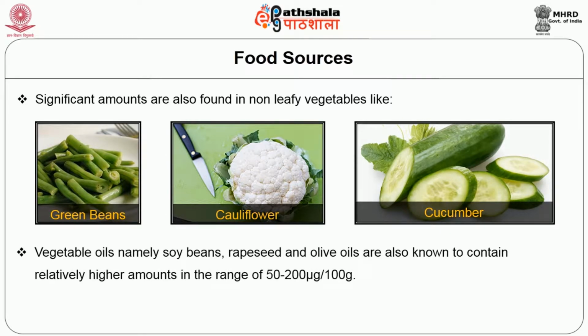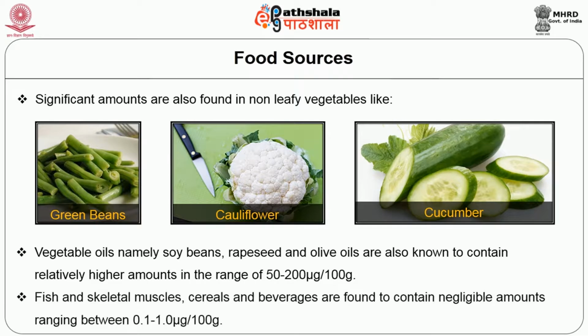Vegetable oils, namely soybean, rapeseed and olive oils, are also known to contain relatively higher amounts, in the range of 50 to 200 micrograms per 100 gram. Fish and skeletal muscles, cereals and beverages are found to contain only negligible amounts.